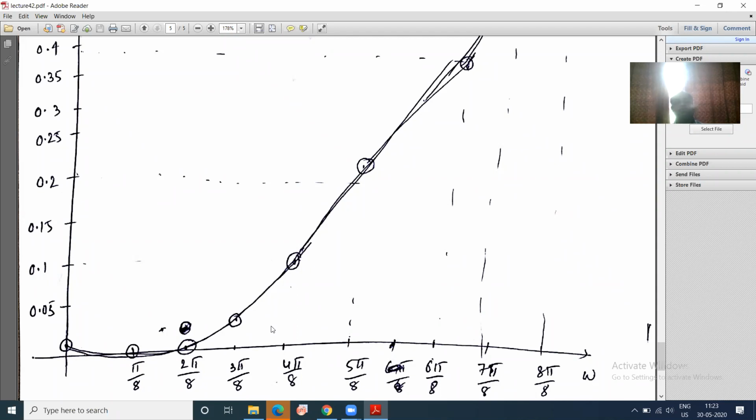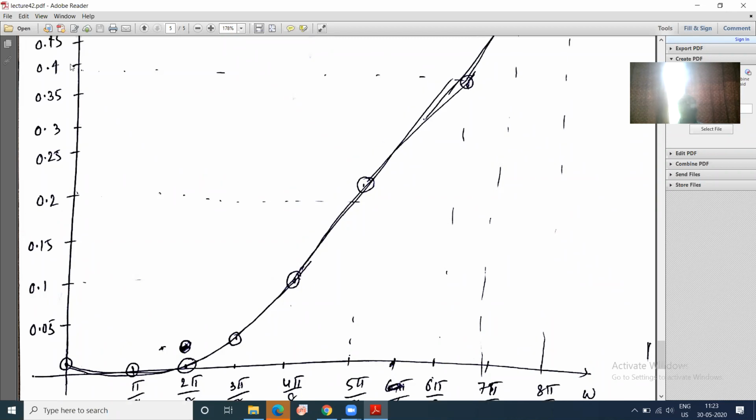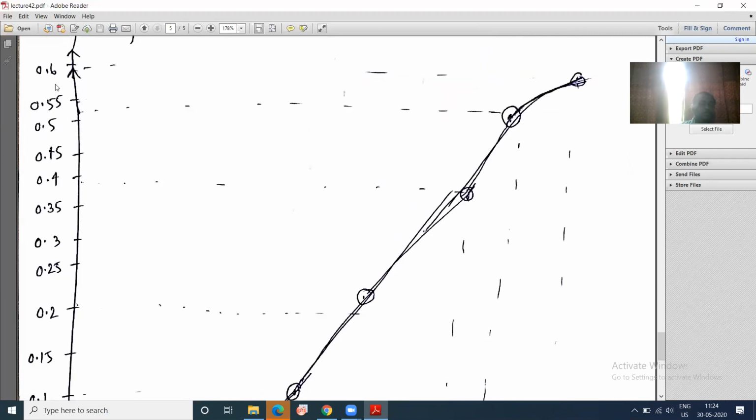So what you have to do, you have to take 10 divisions 0.05, next 10 divisions 0.1, next 10 divisions 0.15, next 10 divisions 0.2, next 10 divisions 0.25, next 10 divisions 0.3, next 10 divisions 0.35, next 10 divisions 0.4. So 10 small divisions I am taking 0.05. Agreed? 10 small divisions I will take 0.05 along this axis. Why I am doing this: because then the plot will be better and better.